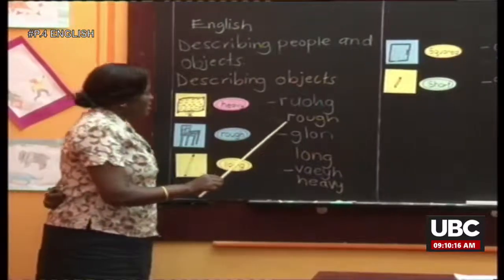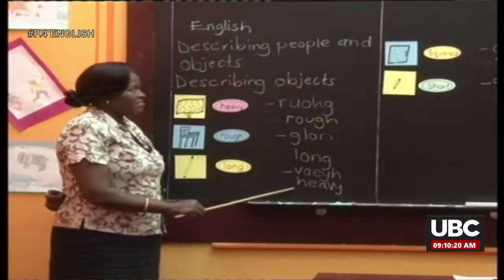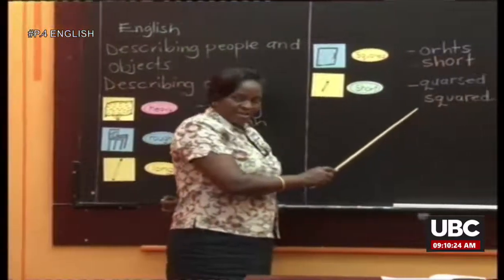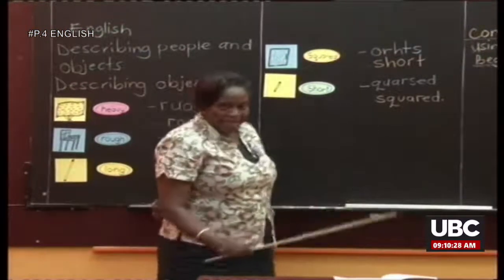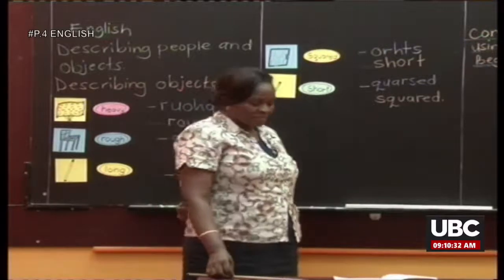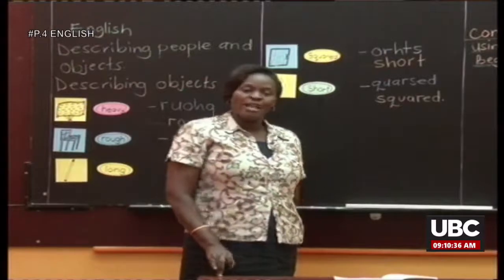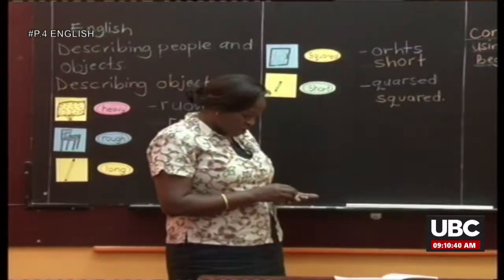We'll have rough, long, heavy, short, and squared. We are describing the different objects, looking at their size, looking at their shape, the color, the material, the purpose, origin, and the use. What do we use them for? So these are the words we have tried to come up with.